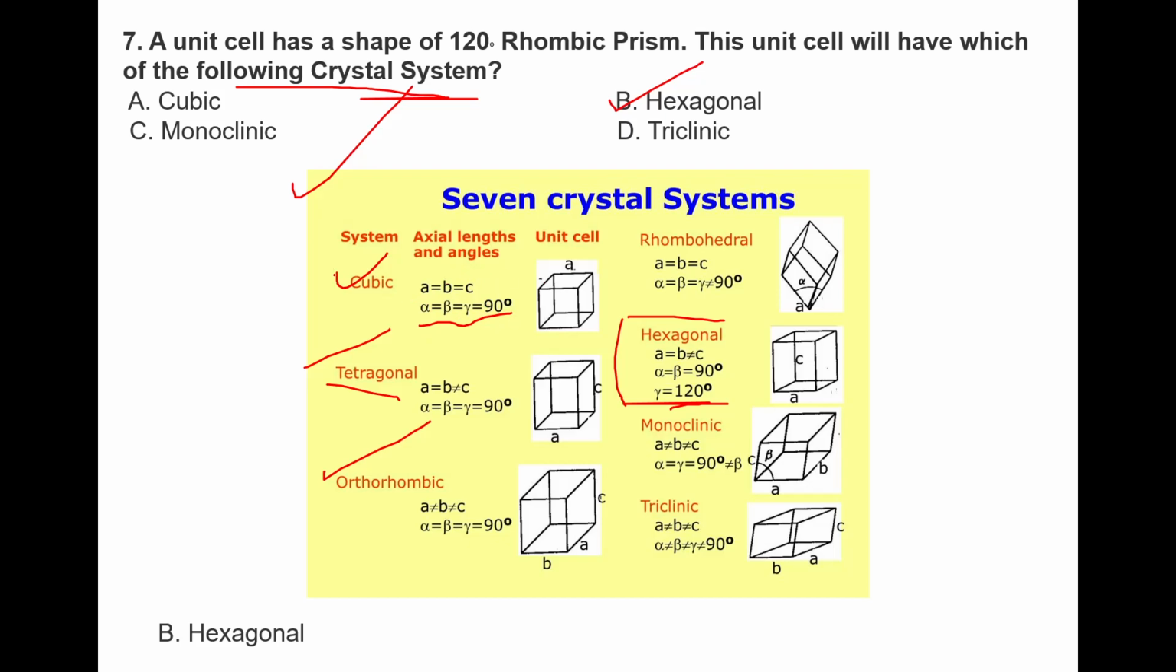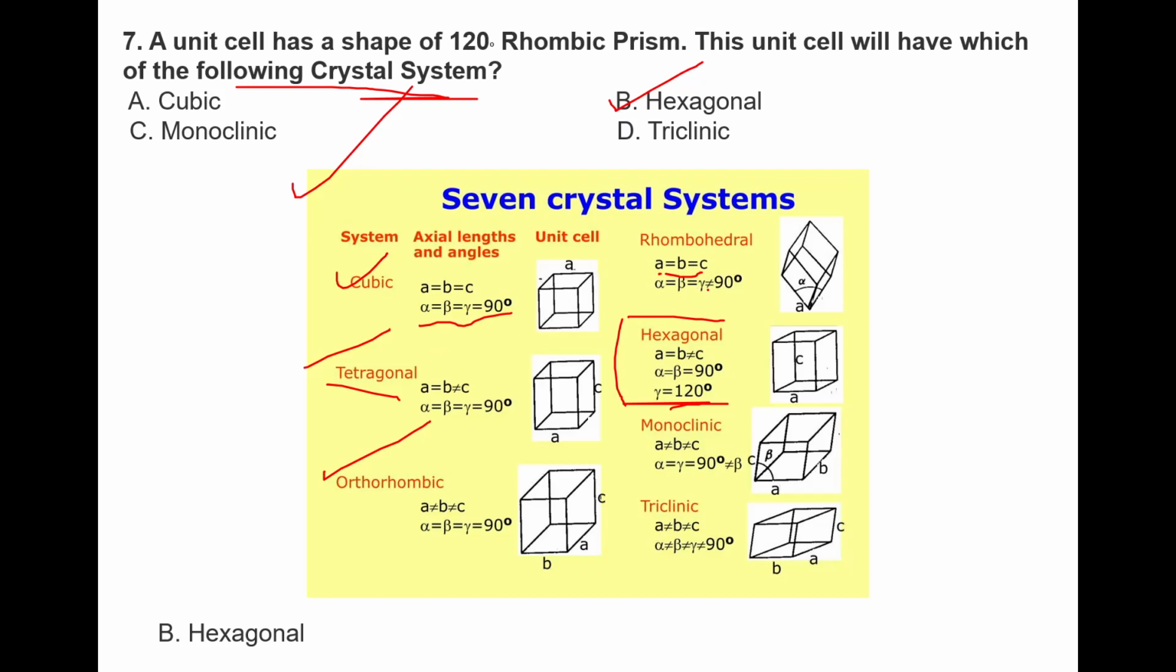So in this pattern, first is cubic, then tetragonal, then orthorhombic. CTO. Then now what we are doing is, we keep the axis vectors equal first, and we are cutting the angle.